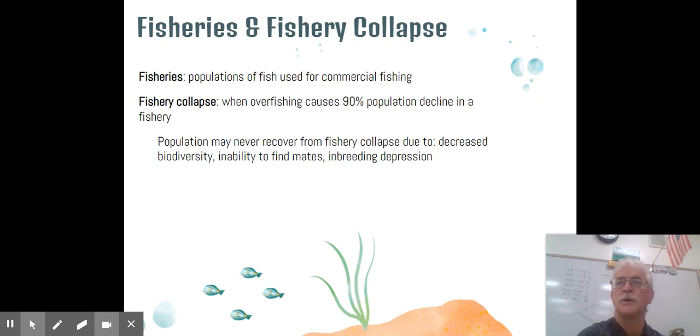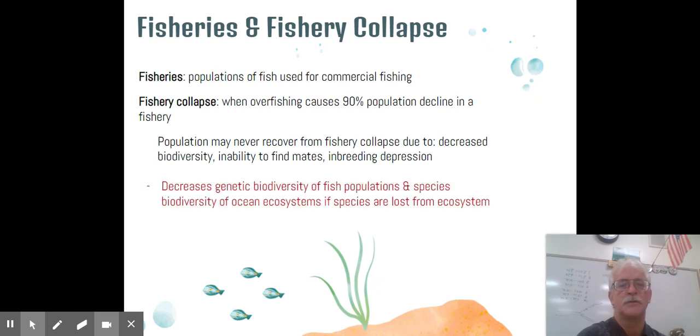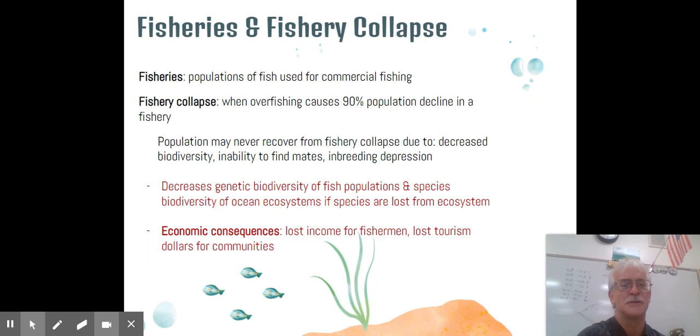They're so far apart within the ocean they can't find mates, or because the ones that are left are from a family, there may be inbreeding, which causes problems. If species are lost from the ocean ecosystem, it causes a ripple effect with all the other species. The economic consequence is the fishermen have no income. If you're going to go fishing in that area as a tourist, those communities don't have that money anymore.